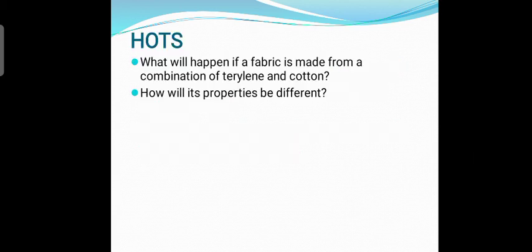Now, what will happen if a fabric is made from a combination of terylene and cotton? And how will its properties be different? So students, as we know, terylene is a synthetic fiber and cotton is a natural fiber. So if we mix the synthetic and natural fiber together, then definitely we will get the good properties of both the fibers together.